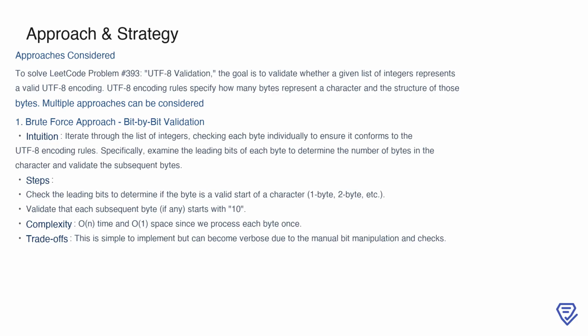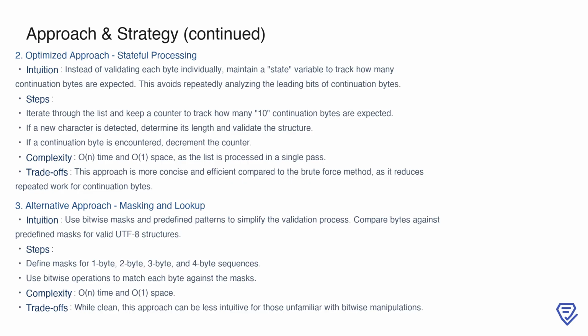This method processes each byte sequentially, which ensures an O(n) time complexity with constant space usage. However, while it's simple to implement, it can lead to verbose and repetitive code due to the manual bit-level checks required for every byte. Another method builds on the brute force approach but introduces stateful processing to improve efficiency. Here, instead of analyzing each byte independently, we maintain a state variable to track how many continuation bytes are expected after encountering a starting byte. As we iterate through the list, we update this counter based on the type of byte we encounter. For new characters, the counter is set to reflect the number of continuation bytes required. For continuation bytes, we simply decrement the counter, as their structure is straightforward to validate. This method retains the O(n) time and O(1) space complexity but avoids redundant checks, making it more concise.